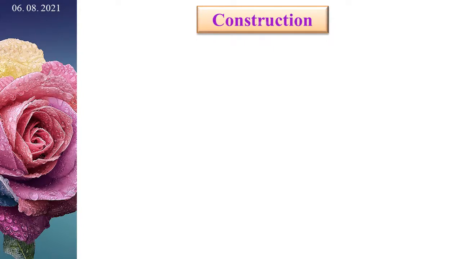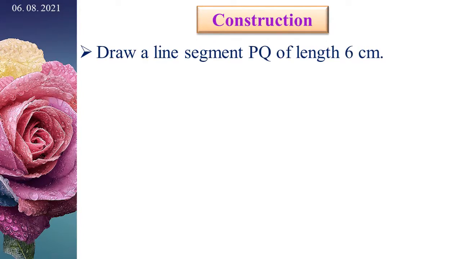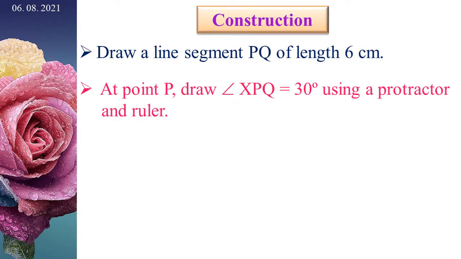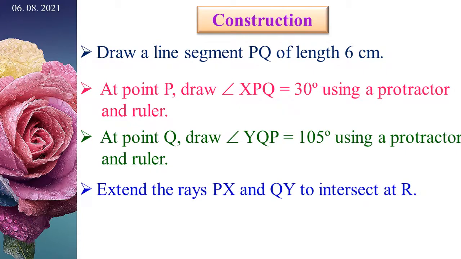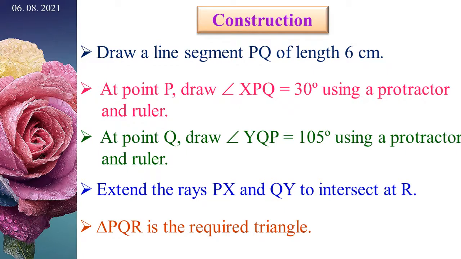Let us write the construction of the above diagram. Draw a line segment PQ of length 6 cm. At point P, draw angle XPQ equal to 30 degrees using a protractor and ruler. At point Q, draw angle YQP equal to 105 degrees using a protractor and ruler. Extend the rays PX and QY to intersect at R. Triangle PQR is the required triangle.